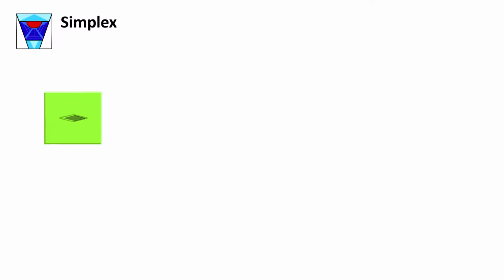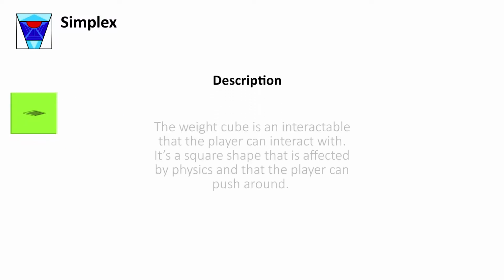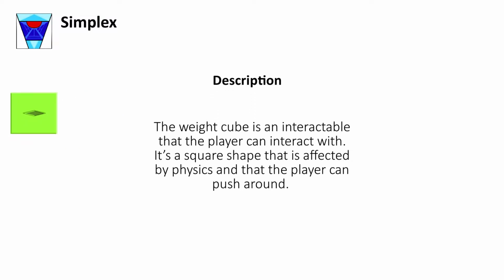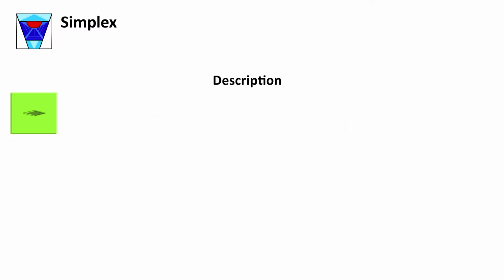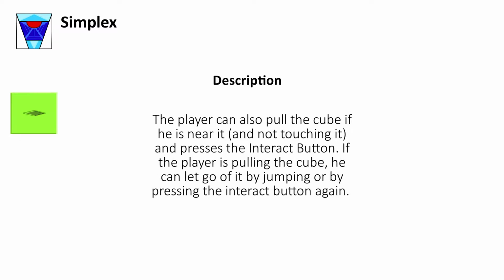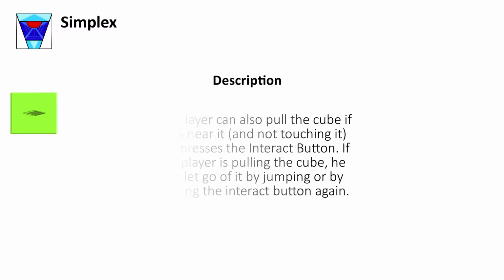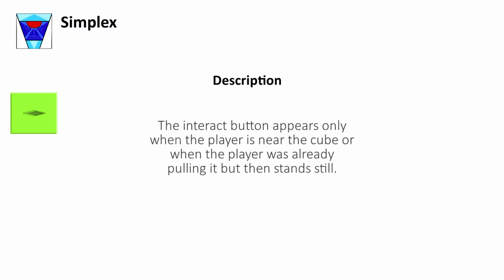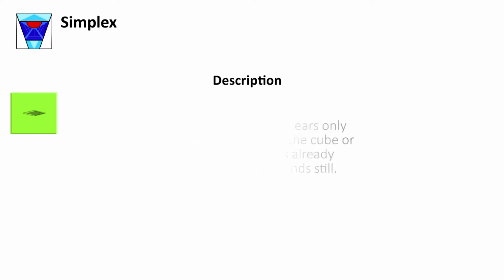Here's the short description. The weight cube is an interactable that the player can interact with. It's a square shape that is affected by physics and that the player can push around. The player can also pull the cube if he is near it and not touching it, and presses the interact button. If the player is pulling the cube, he can let go of it by jumping or by pressing the interact button again. The interact button appears only when the player is near the cube or when the player was already pulling it but then stands still.